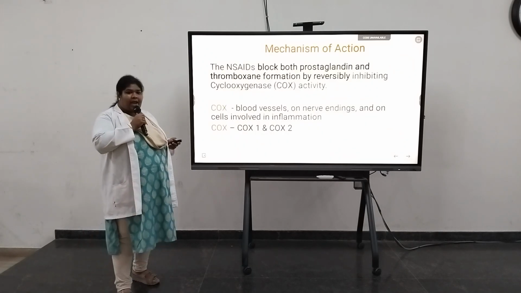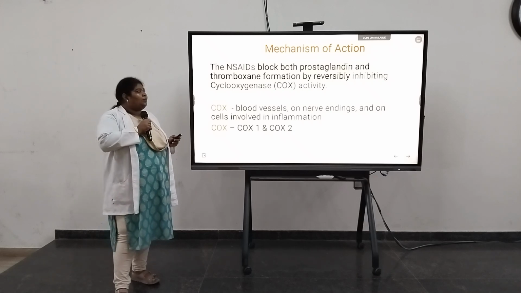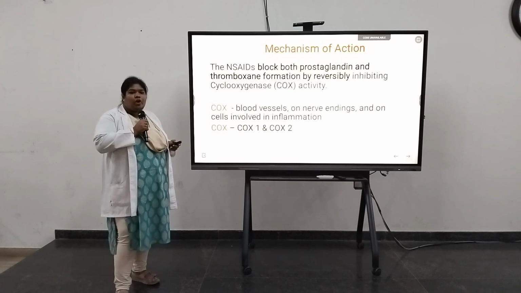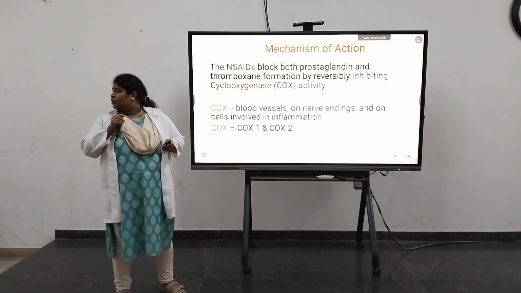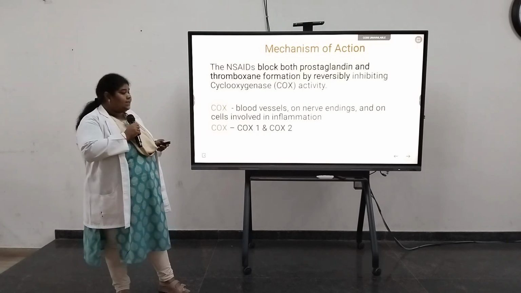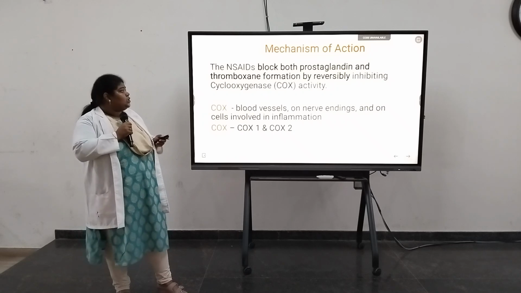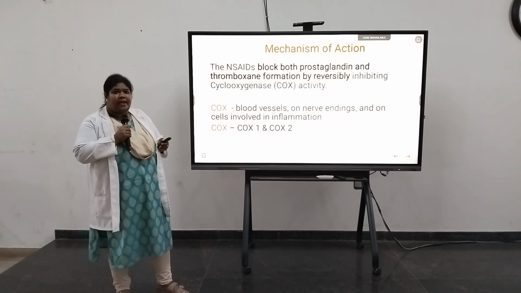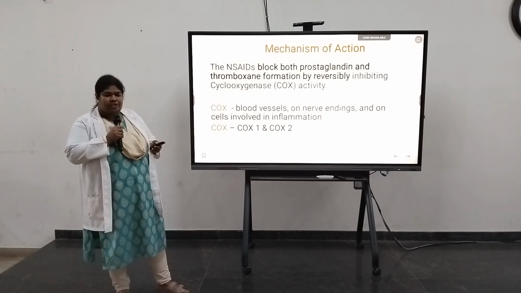So coming to the mechanism of action. One word to remember, or in a nutshell, the mechanism of action is that all these NSAIDs will inhibit your prostaglandin synthesis. We see in detail how prostaglandins are derived. Prostaglandins are nothing but lipids which have hormone-like actions. So NSAIDs will block your prostaglandin synthesis by inhibiting an enzyme called COX, that is nothing but your cyclooxygenase enzyme.